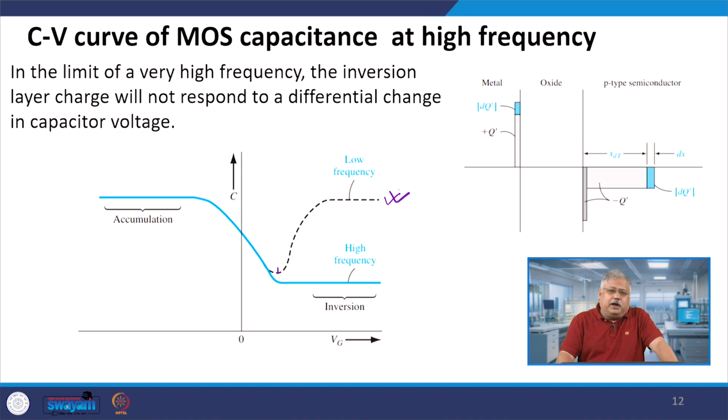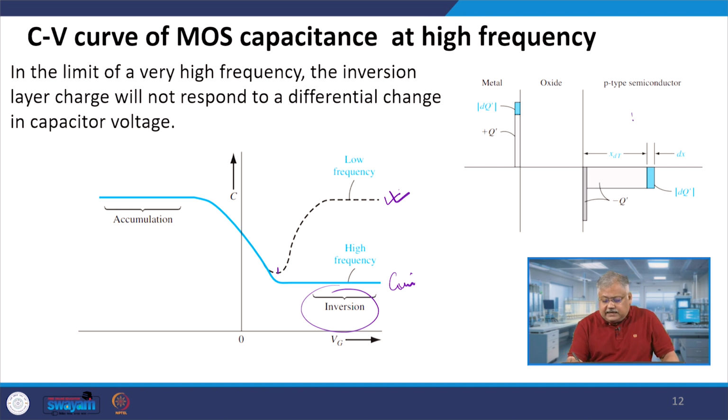But let us look at what happens when we go for high frequency. When we go for high frequency, then we do not allow the electrons to, in layman's words, talk to the signal. So if a signal is varying very fast, the electrons are not able to keep pace with the input signal, and as a result what you will see is that the value reaches C minimum, C min, at inversion, right.